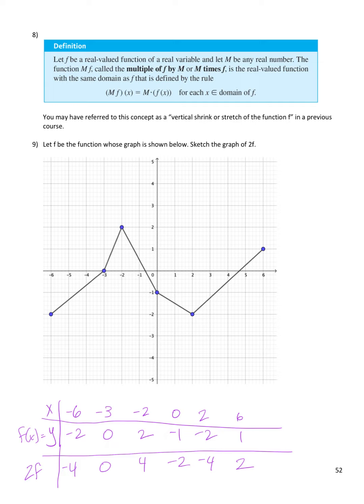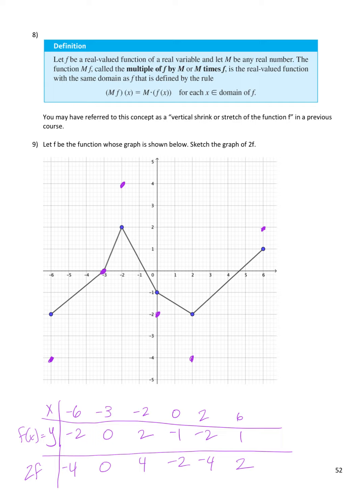Now I'm going to plot with my original domain, the original x's, I'm going to pair the new y's, the doubled y's. So I have -6, -4, -3, 0, -2, 4, 0, -2, 2, -4, and 6, 2.